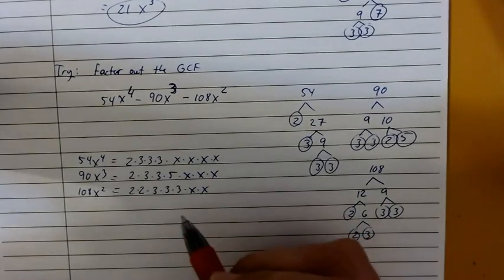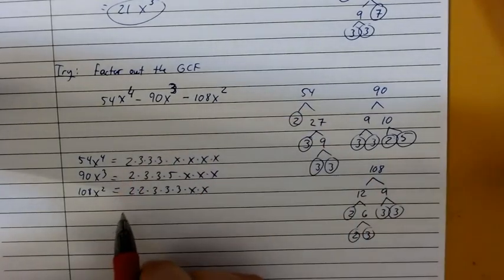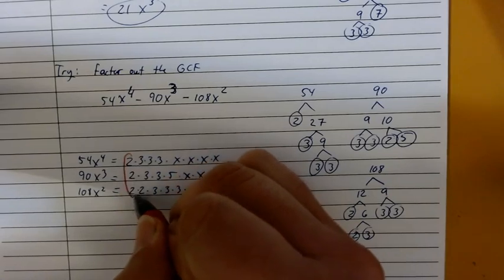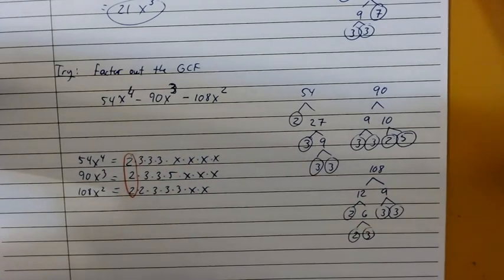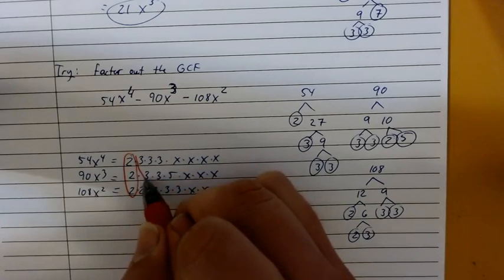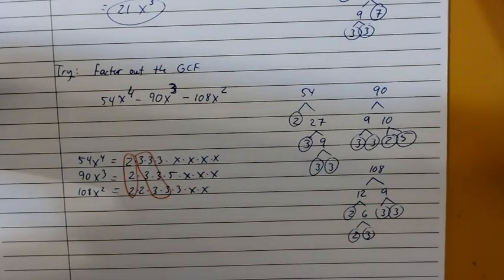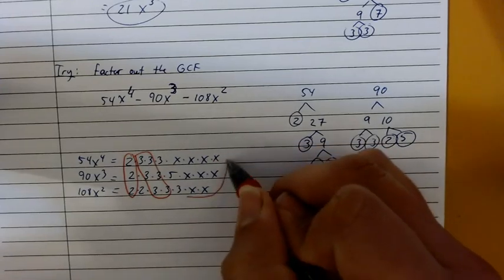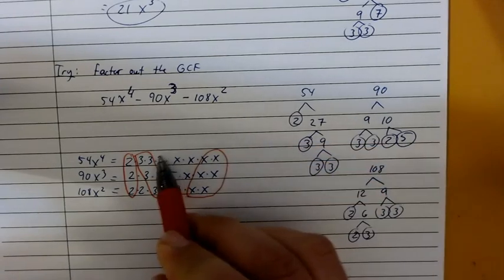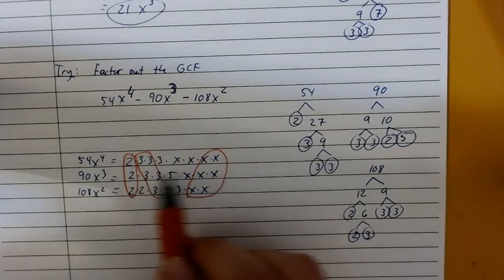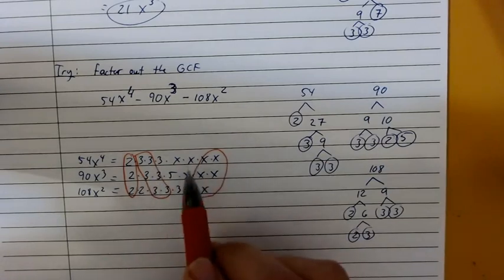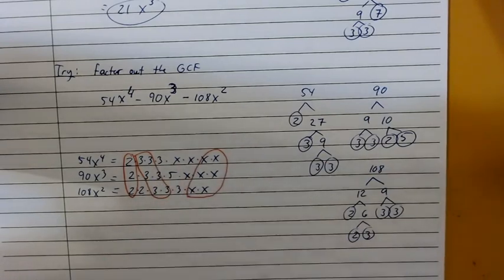So now we look for what they have in common. They all have a single 2 in common. They all have a pair of 3s. And they all have a pair of x's. Notice these have 3s in common, but that will leave out the one in the middle. We can't leave anything out. These have more x's in common, but that will leave out the one on the bottom. So we can't do any of those.